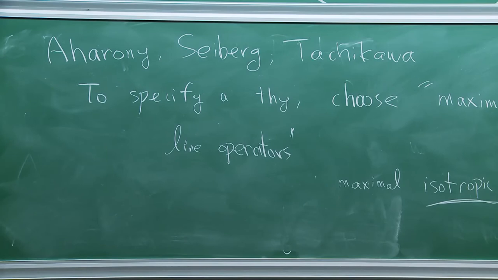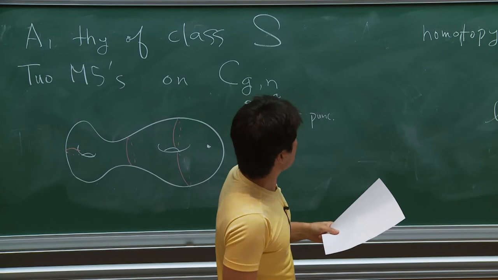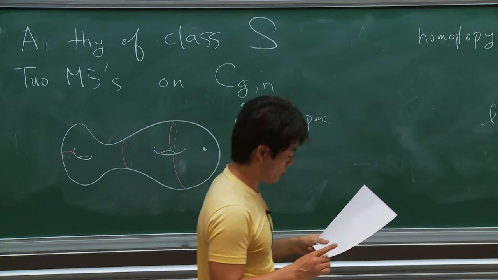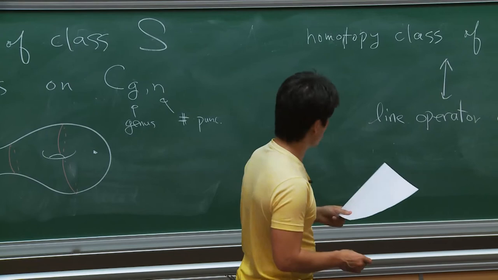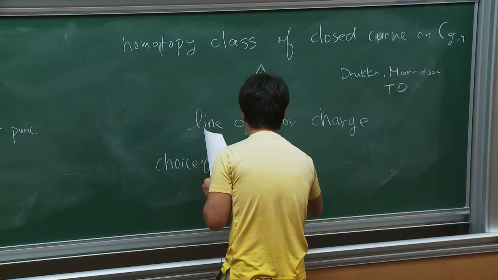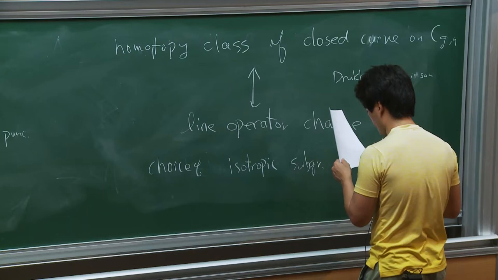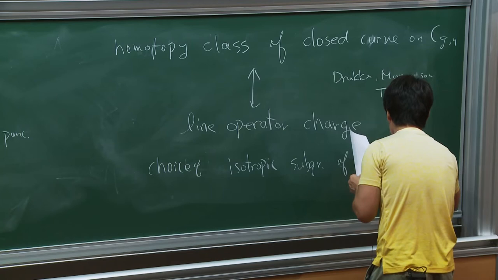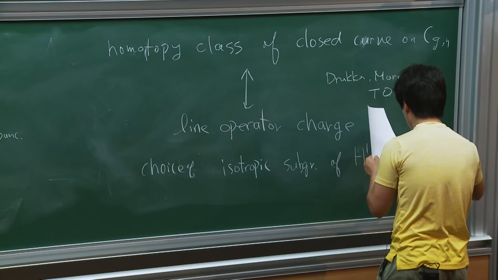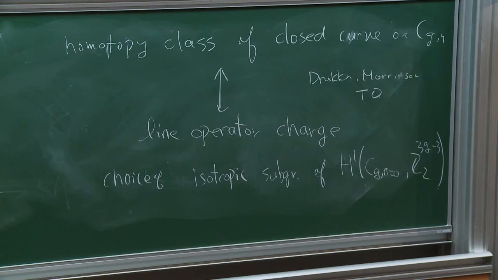But then after the paper by Aharony, Seiberg, and Tachikawa, Tachikawa had a single-author paper where he showed that the refinement also applies here. In order to specify the four-dimensional theory, you need to choose an isotropic subgroup. In terms of the Riemann surface, of the first cohomology, he was considering the case with no punctures, and the coefficient group is Z_2 to the 3g minus 3. So there is a correspondence between line operator charges and closed curves, and the refinement of the classification also goes through.